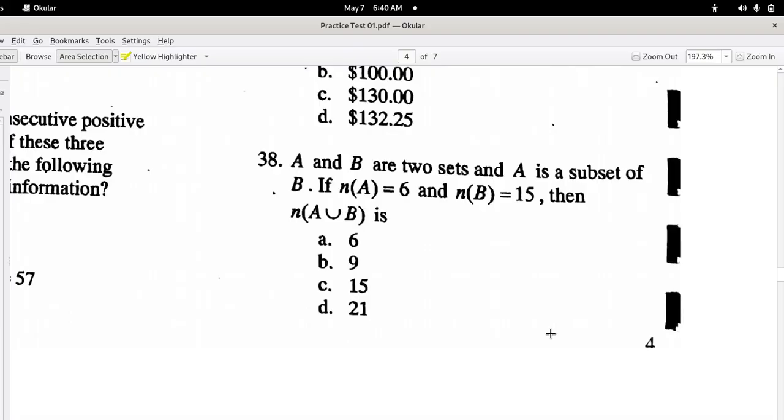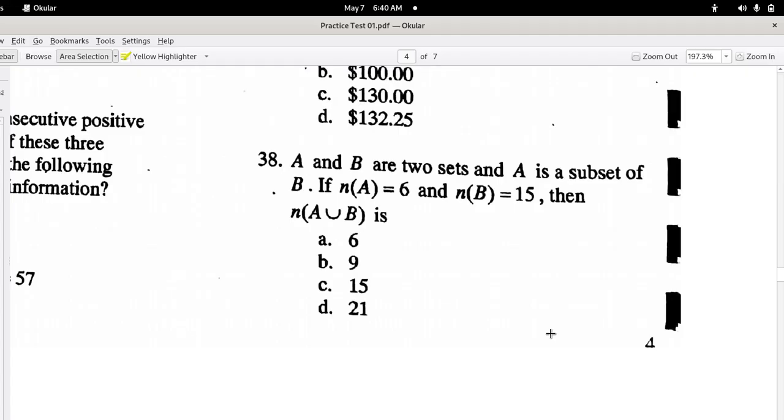A and B are two sets, and A is a subset of B. The number of items in A is 6, number of items in B is 15. Then what is A union B? Well, you can use the Venn diagram, it will help you a lot.